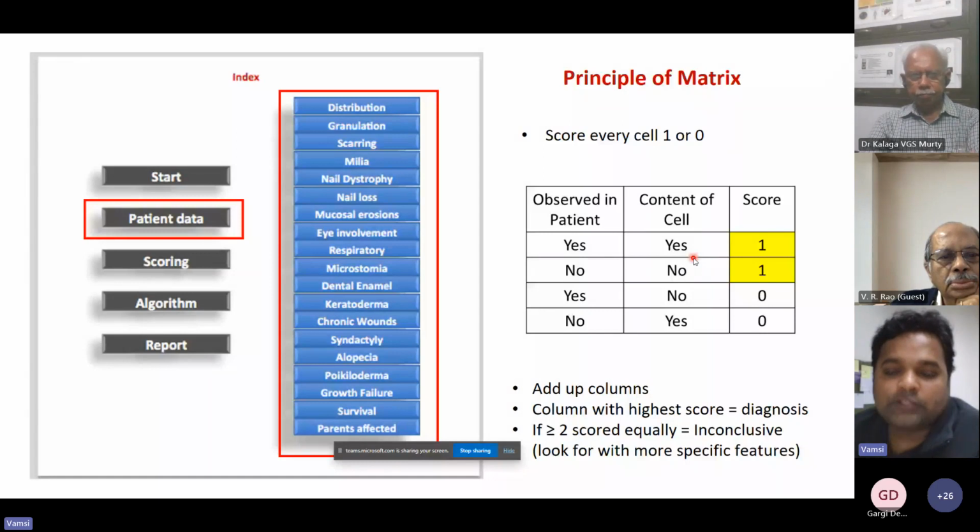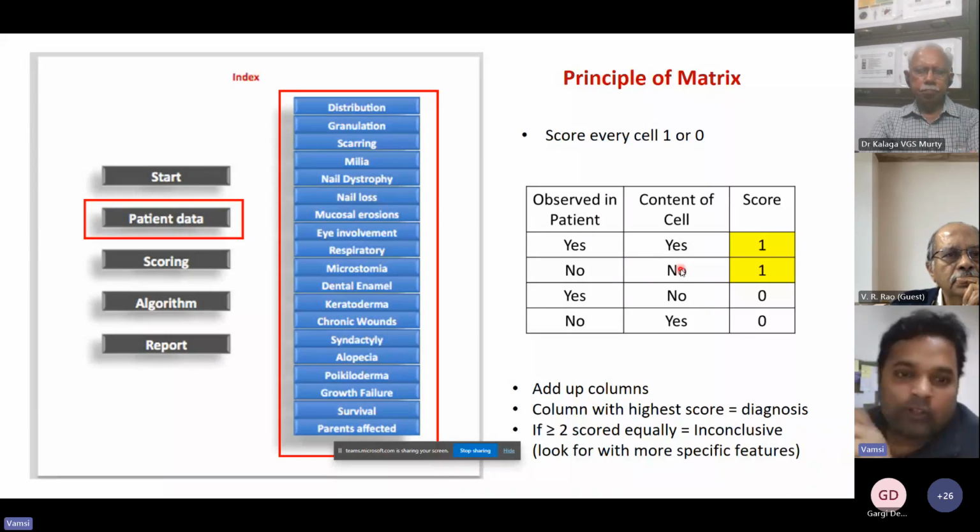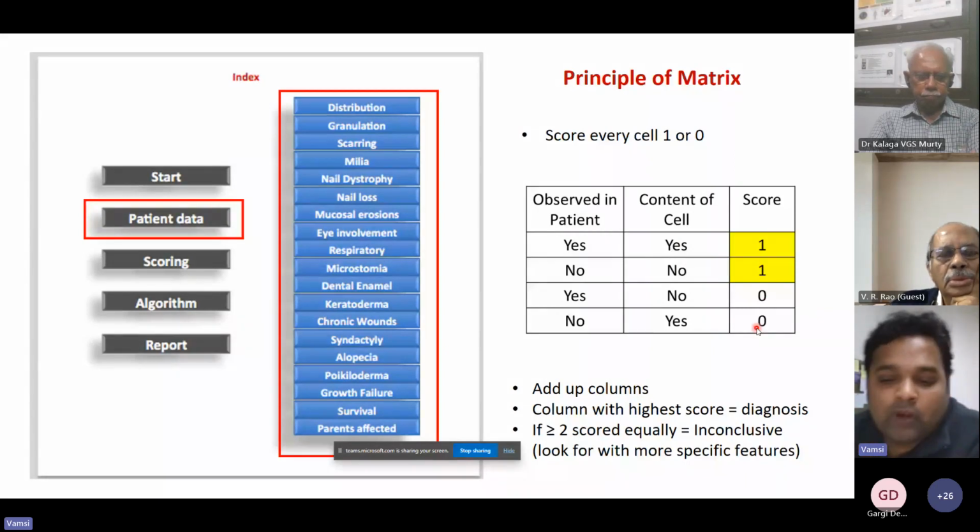The principle is that it's not only important to see what is observed in the patient and what you think has to be present, but also what you did not see and what should not be present. That is the key for the matrix scoring: for both of them you give a score of 1, and everything else you give a score of 0. Basically, you add up all the columns, and the column with the highest score is the diagnosis. If more than 2 are scored equally, you would label them as inconclusive cases.